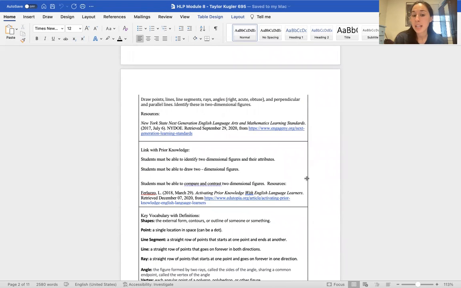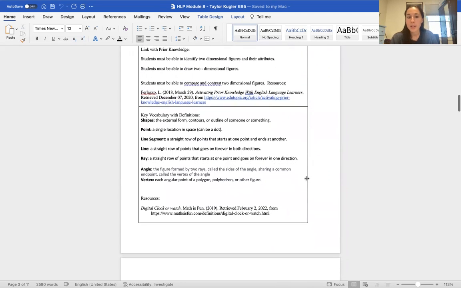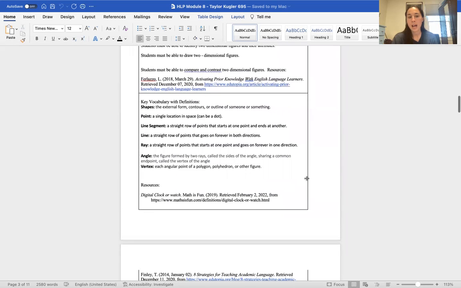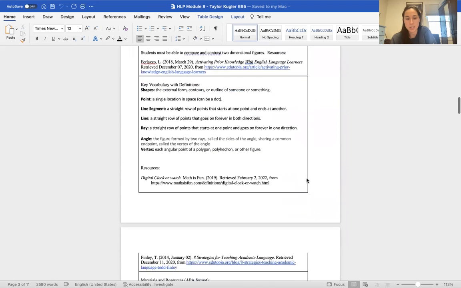They must be able to identify 2-dimensional figures. This is something that happens in third grade, so rectangles, squares, triangles, this is not new information. And being able to draw. You'll see in my Do Now, I have them drawing on their whiteboards, so this is where they're able to produce that information. Some vocabulary: shapes, points, line segments, line, rays, angles. We're going to go through a lot of the definitions, so it is helpful to have this posted here.